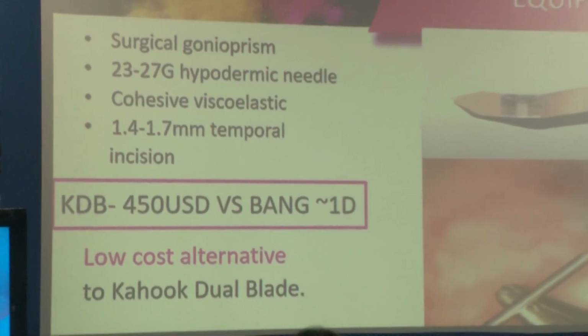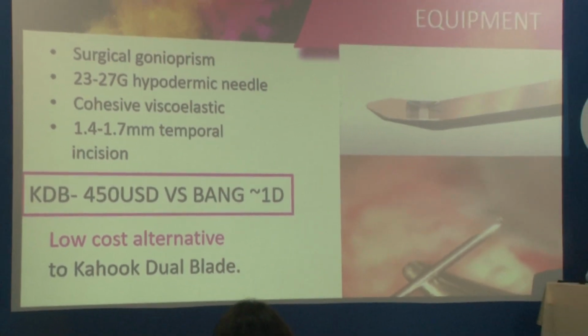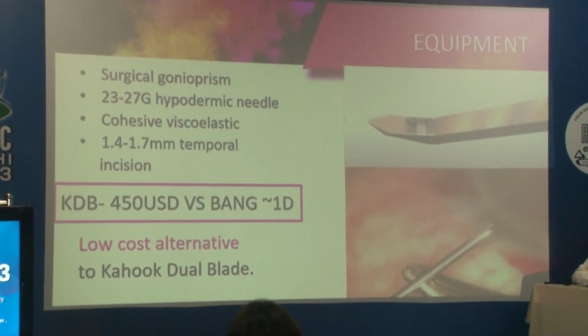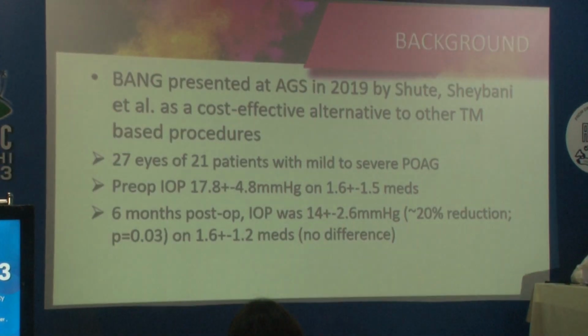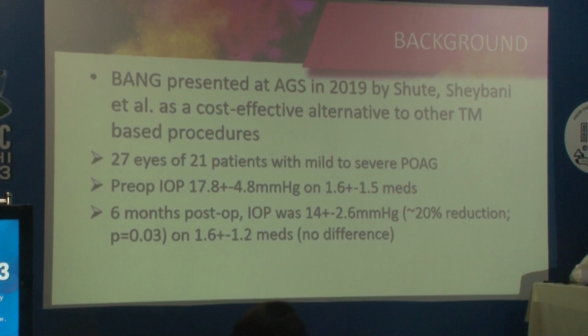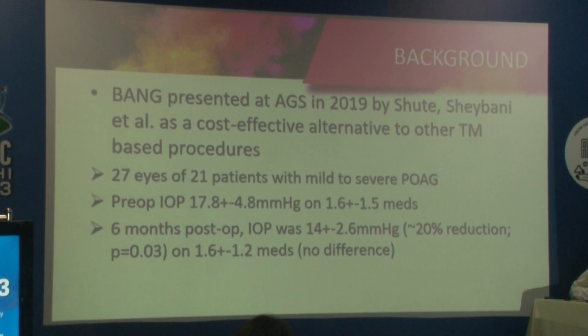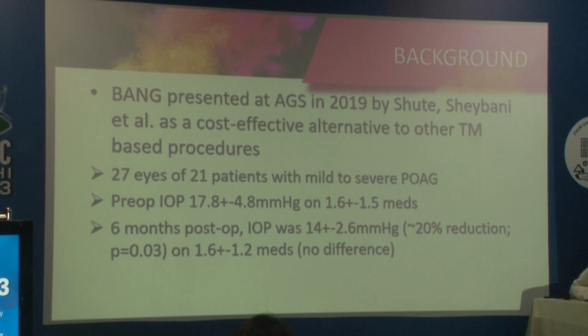And it is a low-cost alternative to the more popular Kahook dual blade, whereas it is probably 1/500th in cost. So in the background, BANG was first presented at the American Glaucoma Society in 2019 by Arsham Shabani and Shute. It's their brainchild, as a cost-effective alternative to other TM-based procedures. They presented their paper in 27 eyes of 21 patients and saw that at the end of 6 months, there was a 20% reduction in IOP, whereas there was no significant reduction in the number of medications.